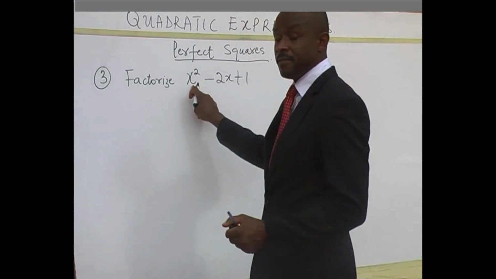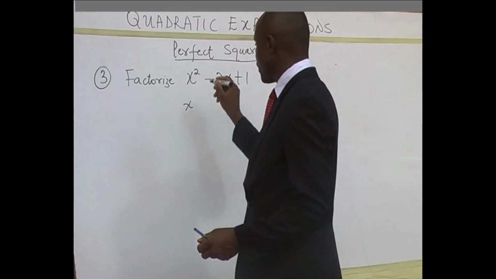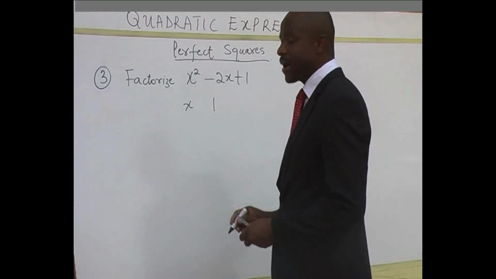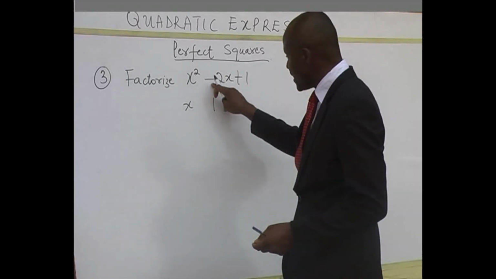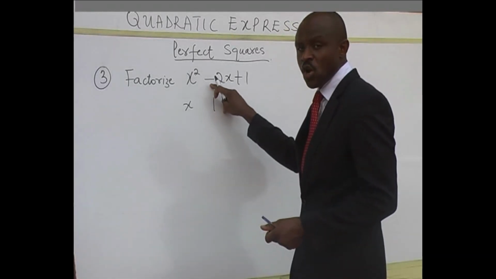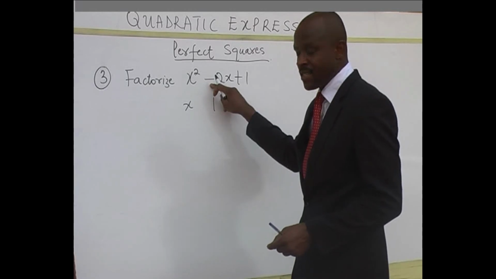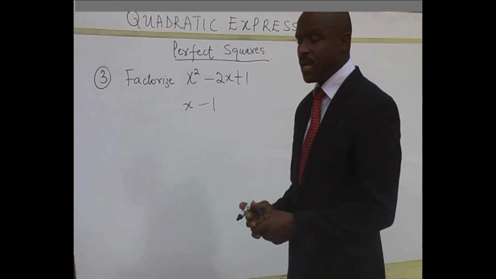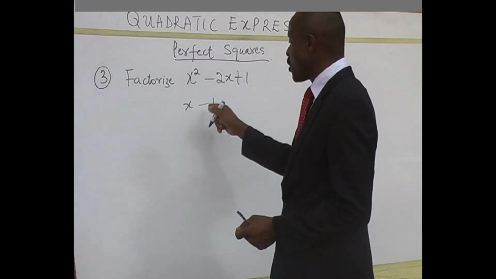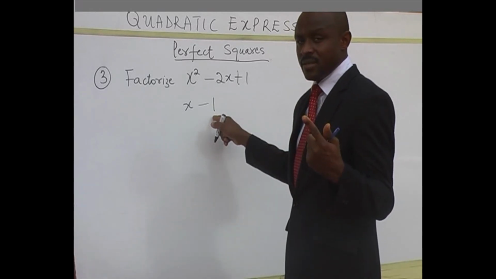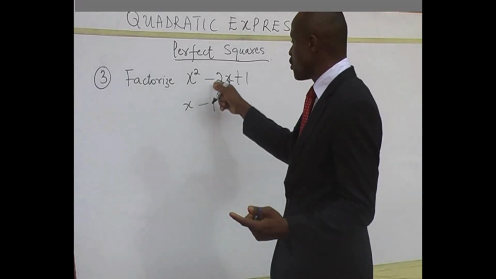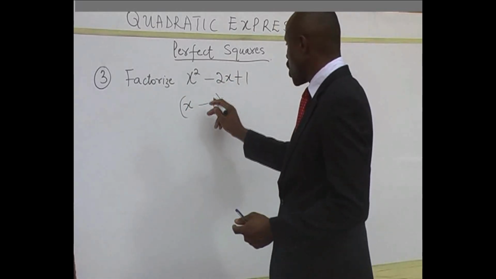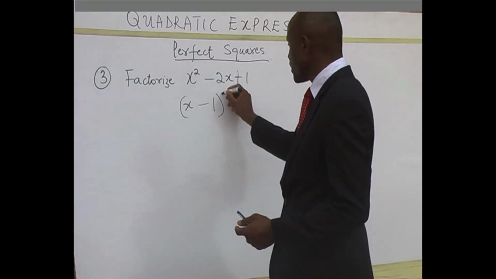The square root of x squared is x. Write x. The square root of 1 is 1. Write 1. Look at the sign that is in the middle. What is the sign there? The sign here is minus. That means what you're going to join x and 1 with should be minus, so that when you multiply x and minus 1, doubling it will now give you minus 2x. And that means the factorization of that perfect square becomes x minus 1 squared.